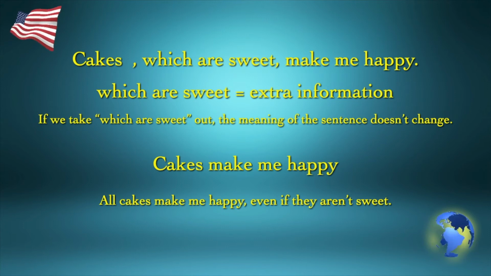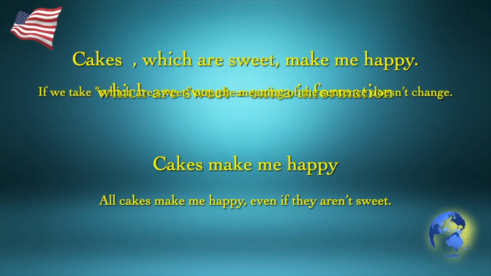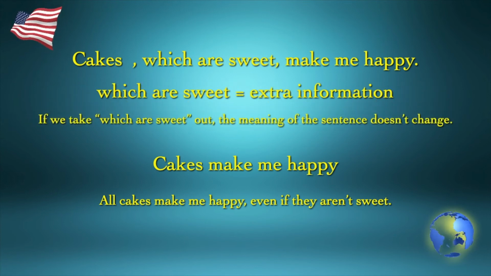Next, cakes, which are sweet, make me happy. Which are sweet is extra information. If we take which are sweet out, the meaning of the sentence doesn't change. As in, cakes make me happy. Meaning, all cakes make me happy, even if they aren't sweet.